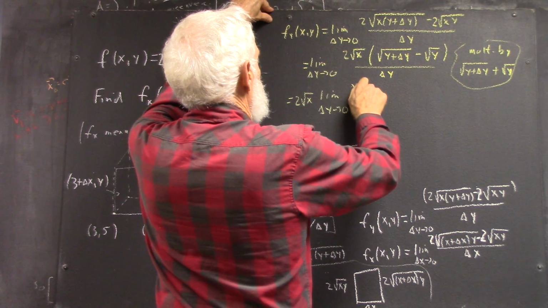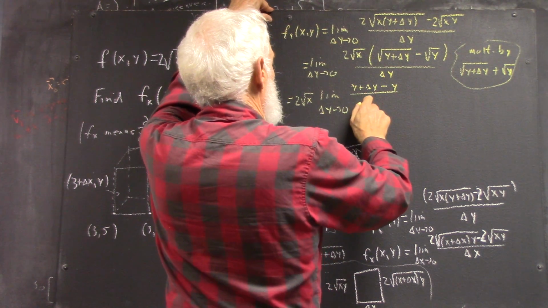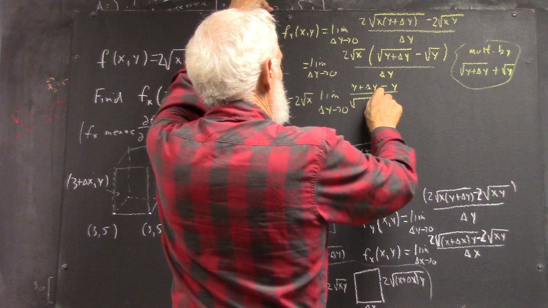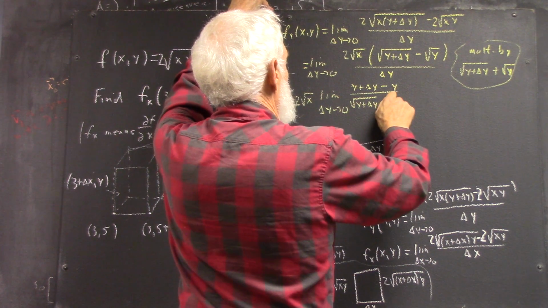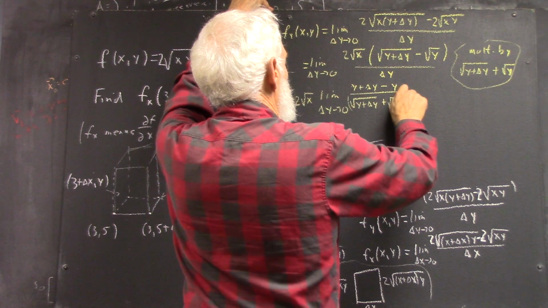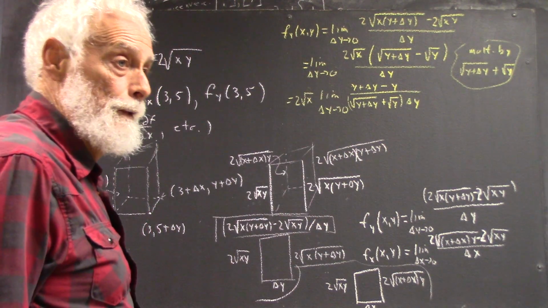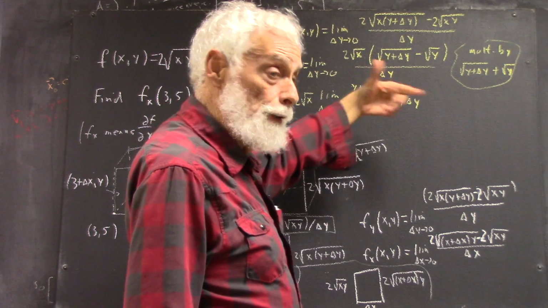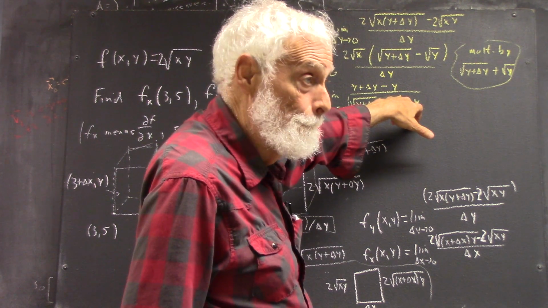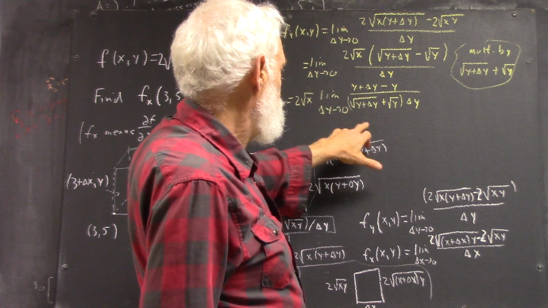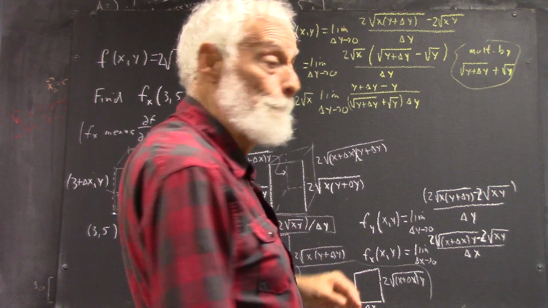So we have y plus delta y minus y over the square root of y plus delta y plus square root of y, times delta y. Okay? Well, that simplifies very easily. Y minus y is 0, and delta y over delta y is 1, right? And then, as delta y goes to 0, this just becomes square root of y plus square root of y. That's 2 square root of y, right?